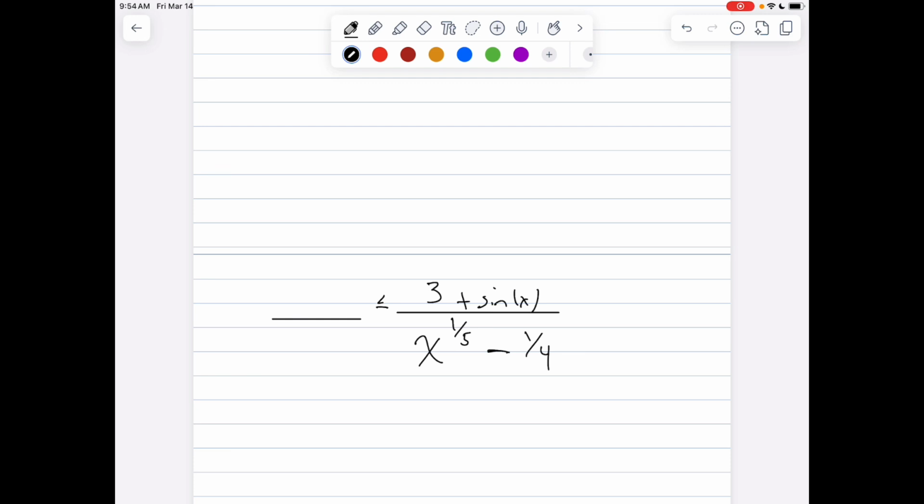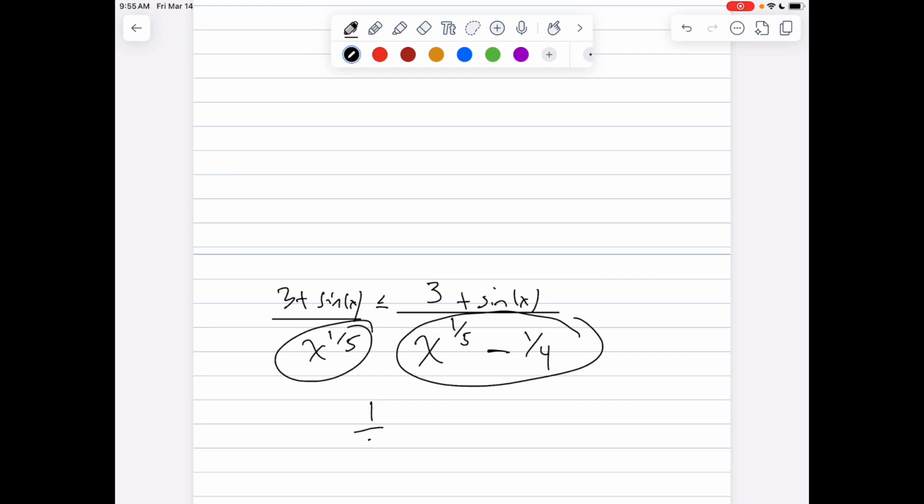So what I'm getting at is this. This right here would be true: (3 plus sine x) over x to the 1/5 is less than or equal to (3 plus sine x) over (x to the 1/5 minus 1/4). This numerator is smaller than that one, but overall the fraction is going to be larger. This is just like saying 1/5 is less than 1/4. 4 is the smaller of the denominators, but because you have the same numerators, the 1/4 is actually larger than 1/5. That's what's going on here.